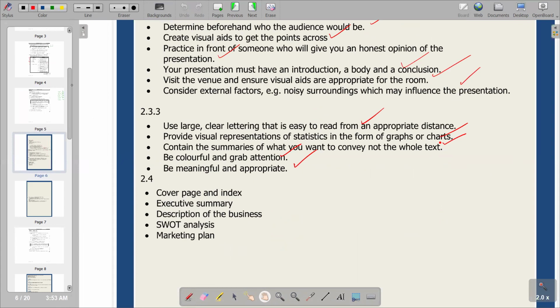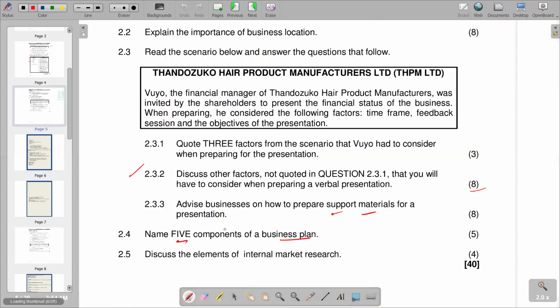So obviously the first part we have the cover page and index. That's one of them. Then we've got the executive summary, a description of the business, and then the SWOT analysis of strengths, weaknesses, opportunities, and threats. So we are analyzing within that context. Then we've got the marketing plan. How are we going to make our products or services be known by our consumers, so that the consumers can also like our products and services? So basically, that's what we have on that part.